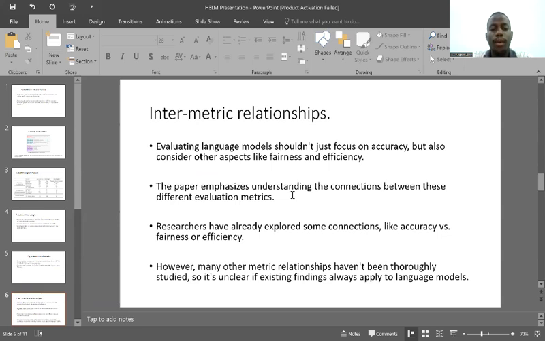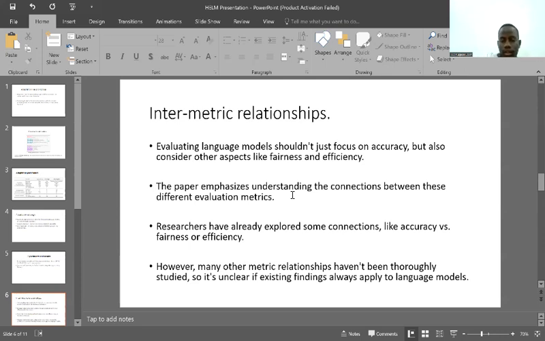This paper mostly emphasizes understanding the connections between these different evaluation metrics. So we need to know the connection between all these metrics. They say that the researchers have explored some connections such as accuracy versus fairness, and then accuracy versus efficiency.